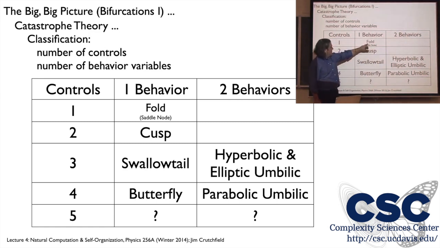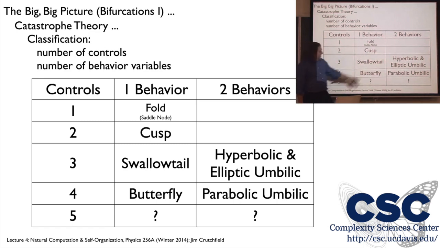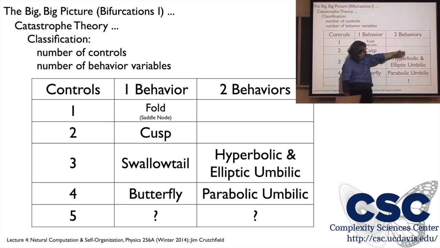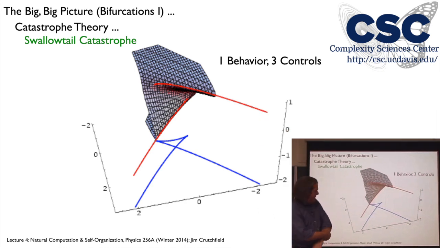So we went through the fold or saddle-node bifurcation, one-dimensional state space, one control, and then we generalized that to the cusp catastrophe, two controls, R and H, and it kind of goes on. They were not short on cleverness in naming these different surfaces. Three controls, one-dimensional differential equation, we have the swallowtail, and the butterfly behavior surfaces, and so on. For a two-dimensional system, hyperbolic umbilic, elliptic umbilic, and parabolic umbilic surfaces, and so on. Picturesque. So here's kind of a rogue's gallery of some of these things.